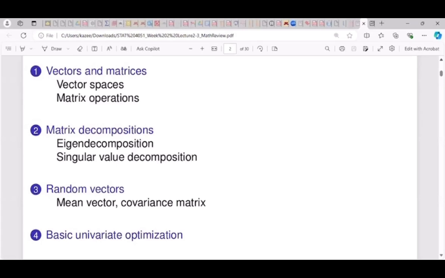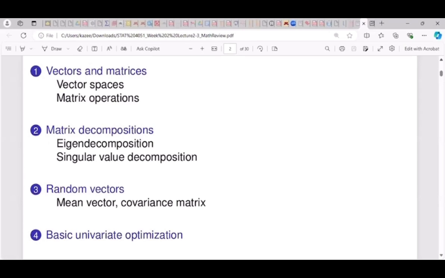This same material, we're still going to use it on Friday. Wherever we stop today on this material, we're going to continue on Friday. Now, today, I'm going to start with vectors and matrices.